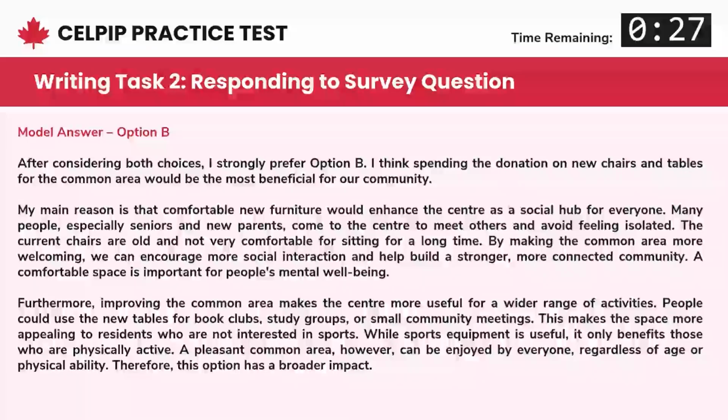The writer also includes two great B2 level vocabulary words, enhance, which means to improve the quality of something, and appealing, which means attractive or interesting. These words add precision to the argument.